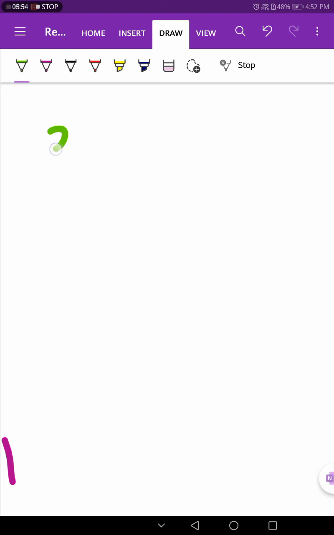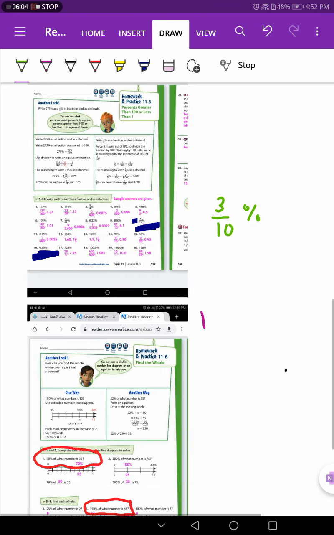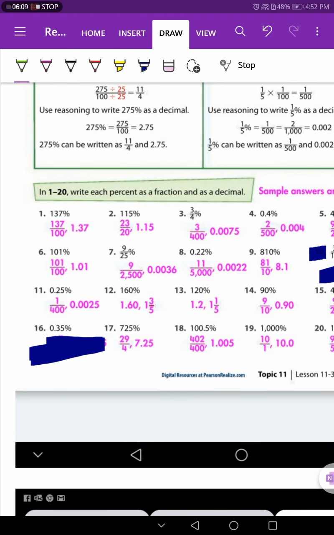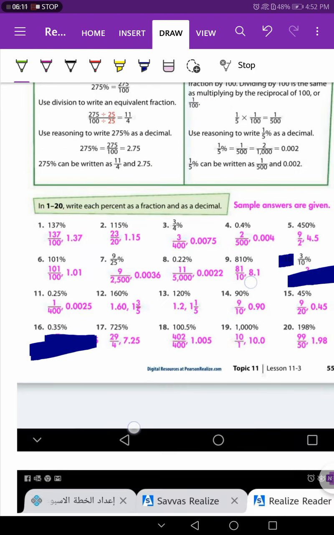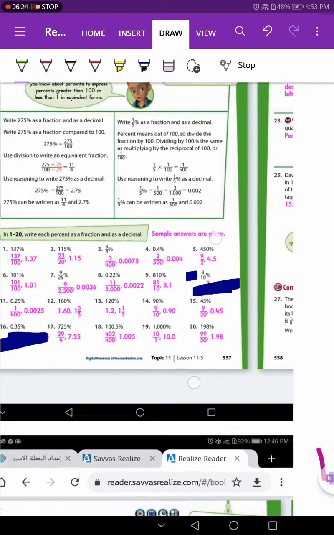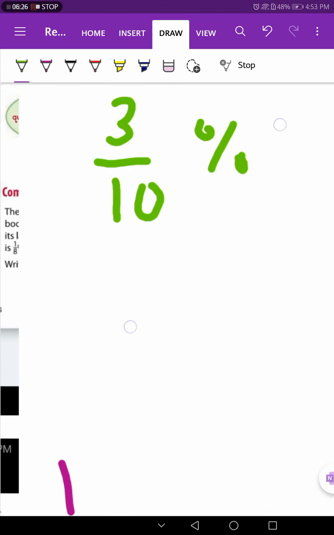Okay. It is 3 over 10%. You see? What is the question here? Read the question, Rayyan. In 1 to 20, write each percent as a fraction and as a decimal. Okay, good. So this one is in percent. We have to write it as a decimal and a fraction.